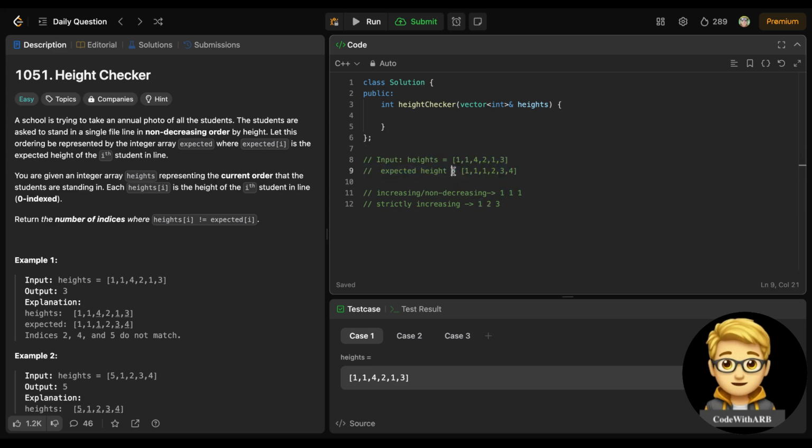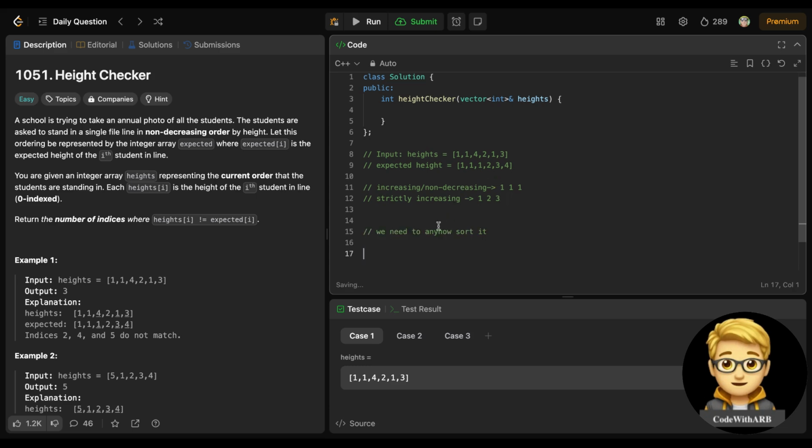That's what we need to do. So you already know what we need to do here. We just need to make this heights array sorted in increasing order and simply check at which indices the two elements are equal or not, right? We need to do that only. So one thing is clear: we need to sort it anyhow.